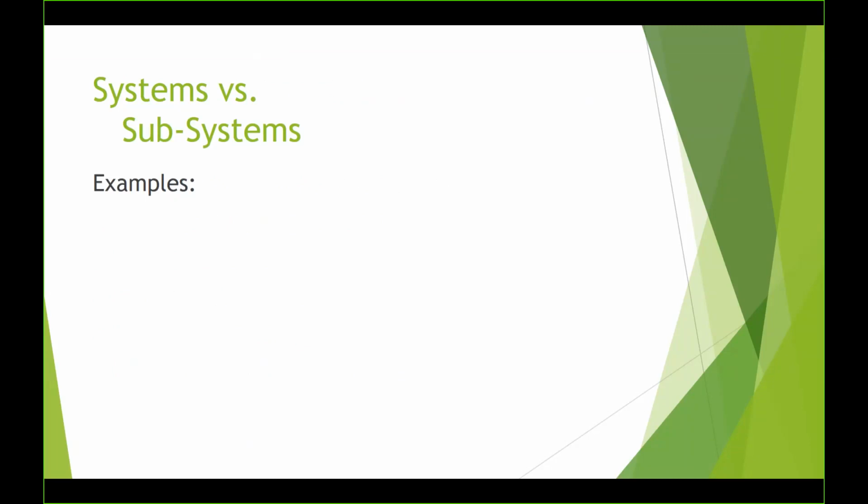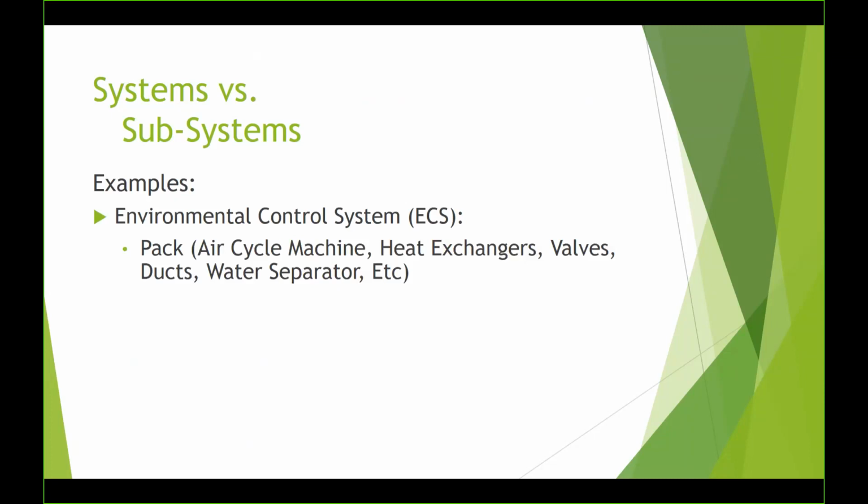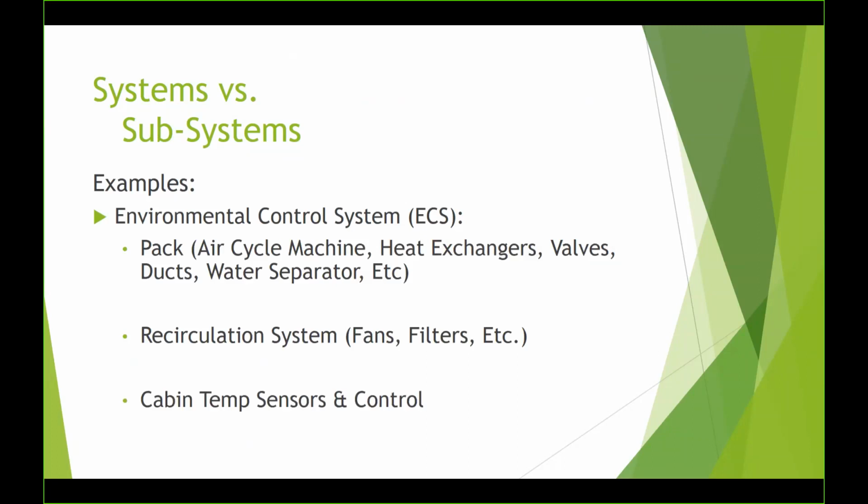You had a few. So the first one I do have is ECS, like Jensen mentioned. So the pack itself, the air cycle machine, heat exchangers, valve, ducts, water separator, right? That's what takes the hot bleed air and cools it. There's recirculation fans. We got fans and filters that move air around the cabin. Cabin temp sensors and control. We have to have something that feeds back into that environmental control to tell it, does the air need to come out hotter? Does it need to come out colder? Do we need more of it, less of it?